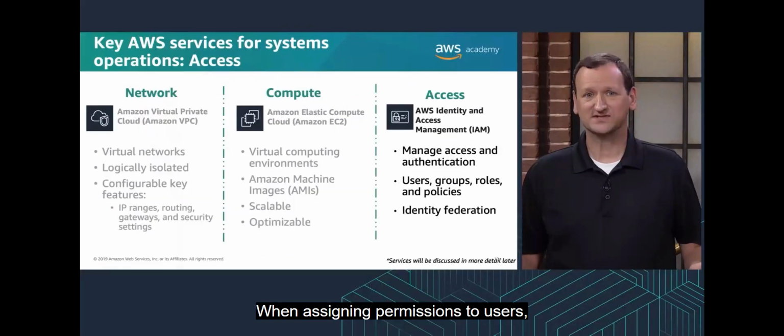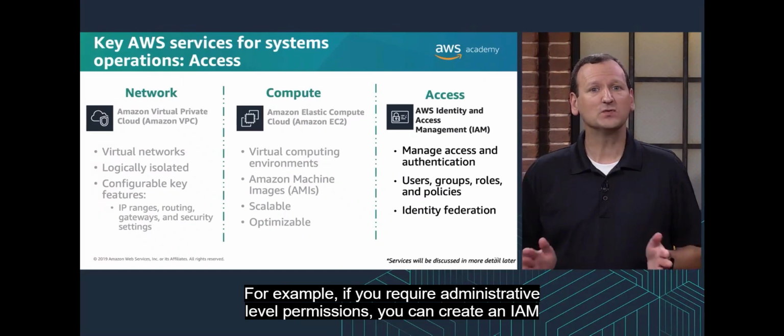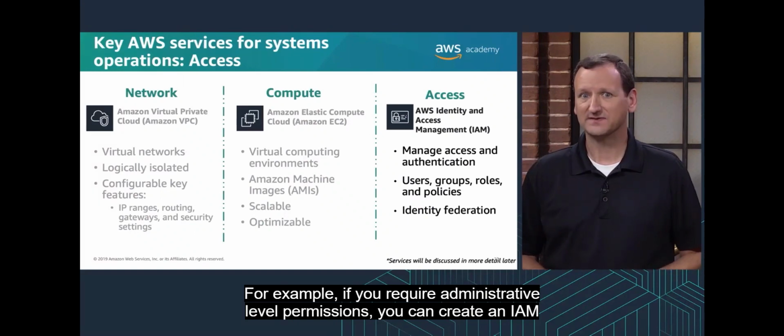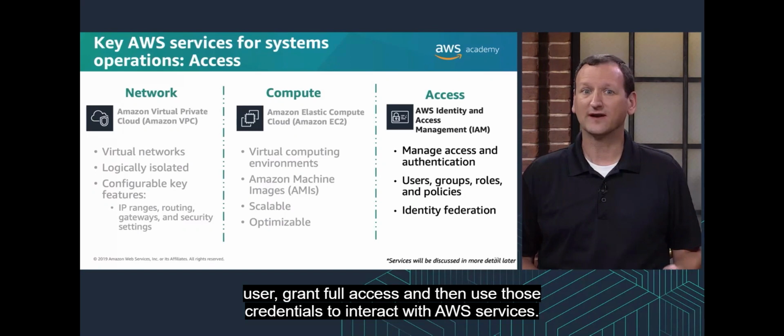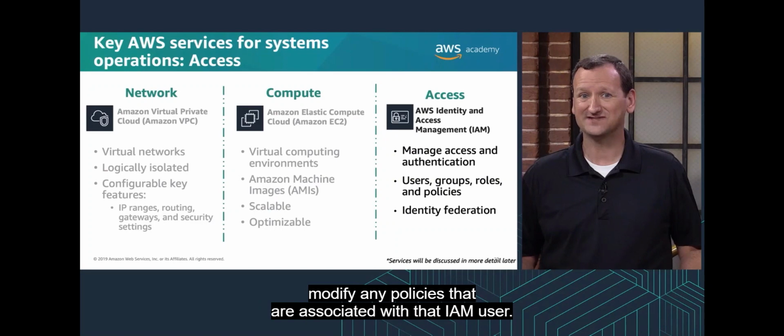When assigning permissions to users, you should follow the principle of least privilege. For example, if you require administrative level permissions, you can create an IAM user, grant full access, and then use those credentials to interact with AWS services. Later, if there is a need to revoke or modify permissions, you can remove or modify any policies that are associated with that IAM user.